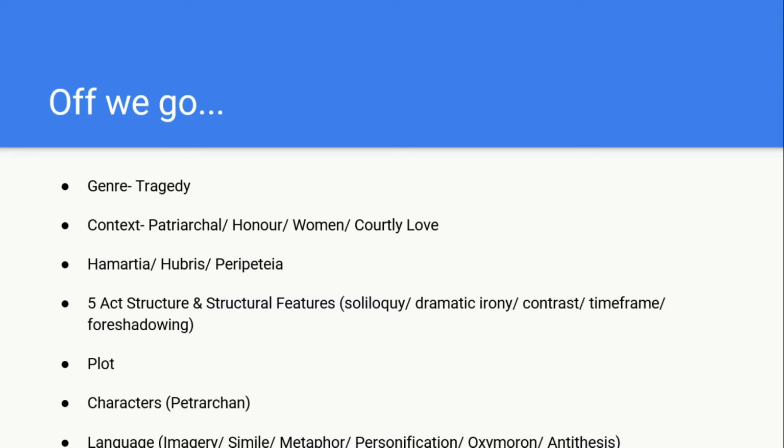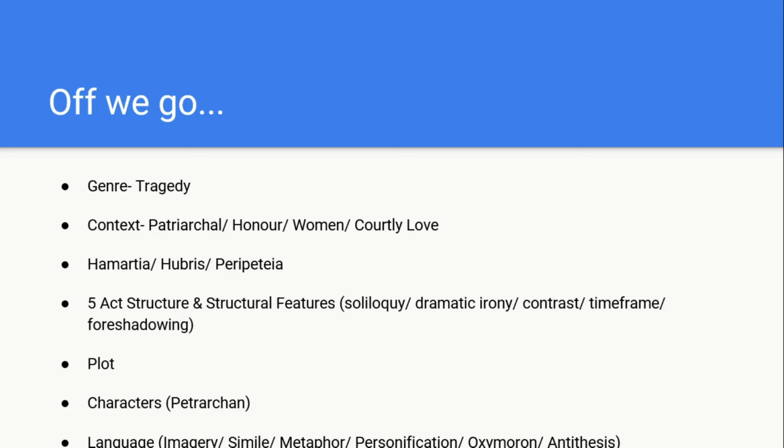So you know that the play is a tragedy, that is the genre, and we have spoken in previous sessions a little bit about tragedy and the expectations and conventions of tragedy. In terms of context, there are some terms here, so you should know a little bit now about patriarchal society, a society dominated by men. You know as well about the importance of honour and the idea that the men in particular feel the need to defend the family honour.